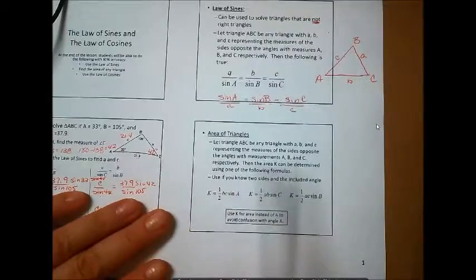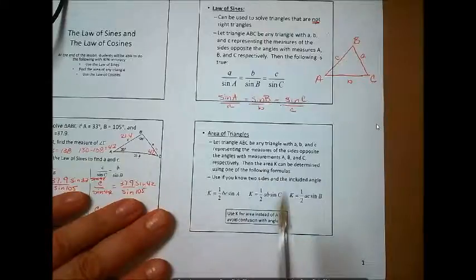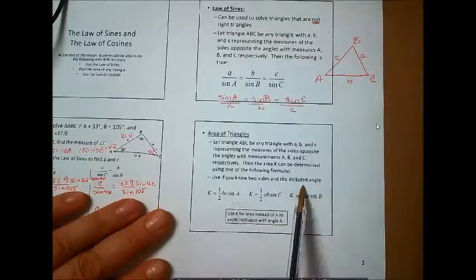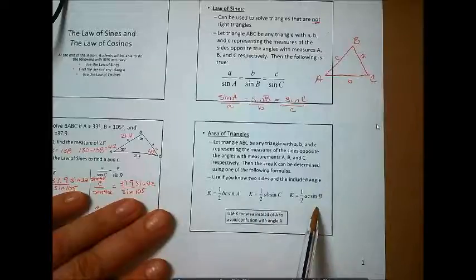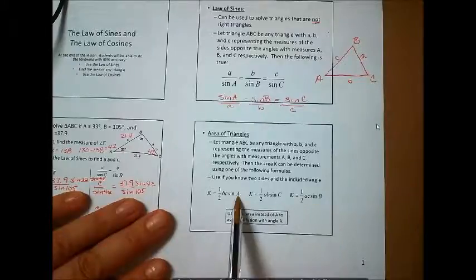Okay, now moving on, we have area of triangles, and we're using that same triangle model. If you know two sides and the included angle, that's the angle in between the two sides, then you can use one of these formulas. And it's 1/2 times the two sides times the sine of the angle. And we're using K so it doesn't get confusing with capital A, which is your angle. So let's do an example.